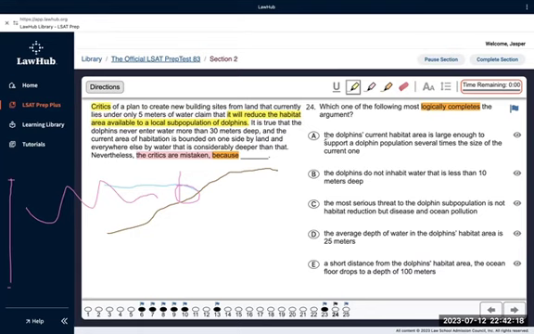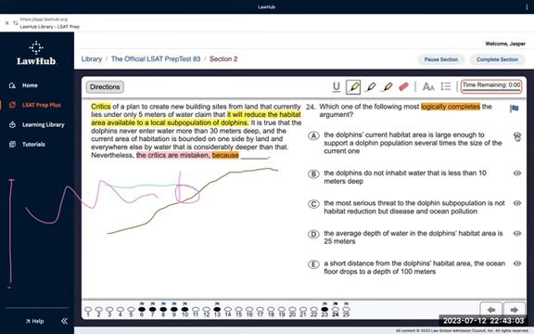Okay, so A, the dolphins' current habitat area is large enough to support a dolphin population several times the size of the current one. So, I mean, this one is kind of suggesting that it's not going to make that much of a difference to the dolphins if we reduce their habitat by this little amount, because they've got so much habitat. The issue is that we're not really talking about whether or not it's going to impact their population to the point that it can't support their population anymore. It's just whether or not it would reduce the habitat area available to them. So this isn't going to help.